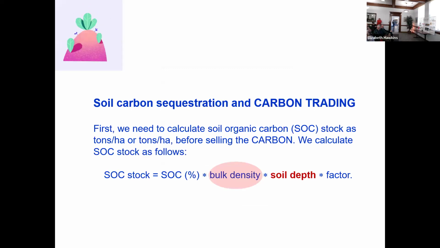So if we want to accumulate carbon and sell it in the market, what do we have to do? We calculate how much carbon we have. That is the main theme of the talk. So we have carbon stock, where the inputs are organic carbon percentage and bulk density, which is a very dynamic property influenced by moisture and management systems like tillage, cover crops, or amendments. And the depth, how deep you want to go. And the factor depends on what unit you want.